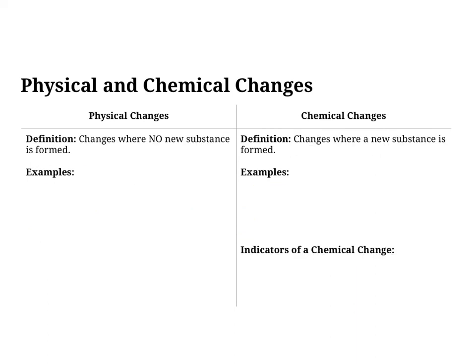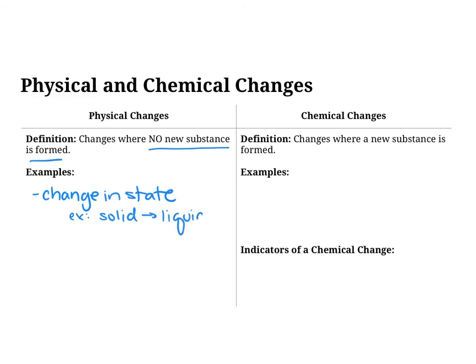Now, along those same lines, we have physical and chemical changes. So physical changes are changes where no new substance is formed. Okay, whatever you have done to this, there's nothing new there. It's still the same thing. It might be in a different form, but it's still the same stuff you started with. So some examples of physical changes would be a change in state. So we talked about states of matter at the beginning of this video. So for example, if something goes from a solid to a liquid, it's still going to be whatever that substance was. It just is in a different state now. So still the same object, so that makes it a physical change.